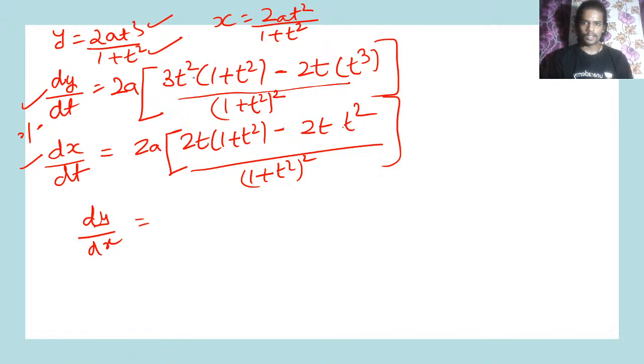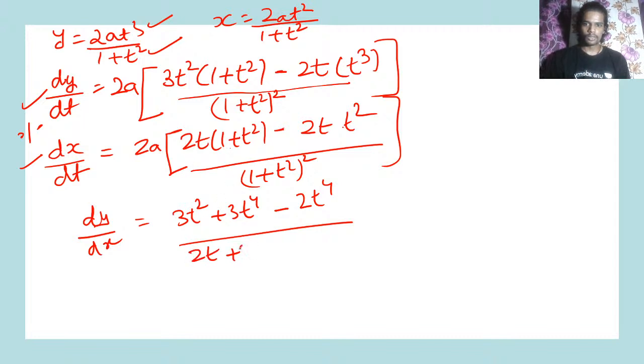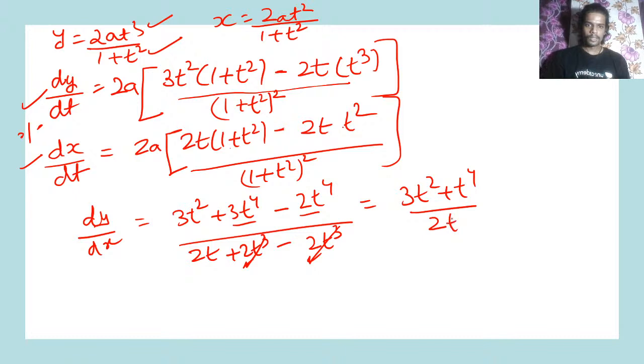will cancel out. In the numerator you will get 3t square plus 3t to the power 4 minus 2t to the power 4 upon 2t plus 2t cube minus 2t cube. I hope this is clear. So 2t cube and 2t cube will cancel out. 3 minus 2 is 1. So 3t square plus t to the power 4 upon 2t. t and t will cancel out.